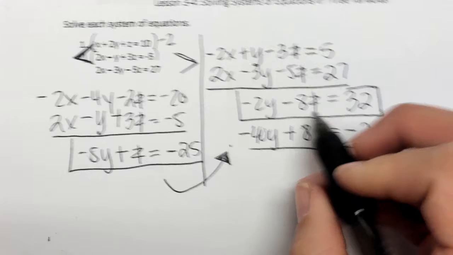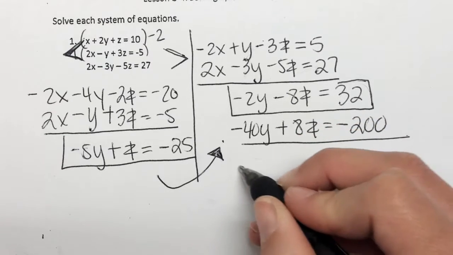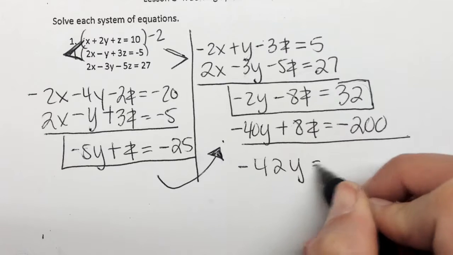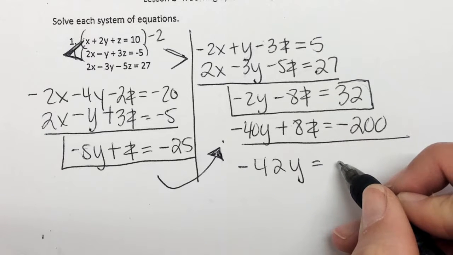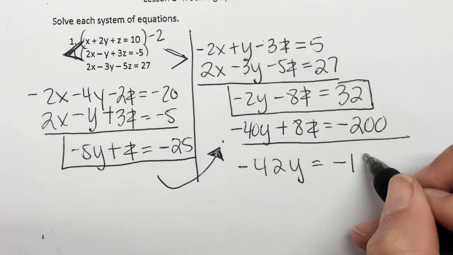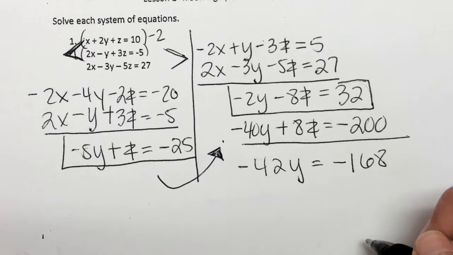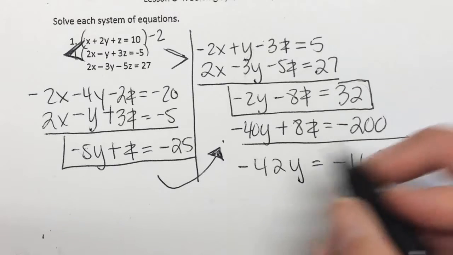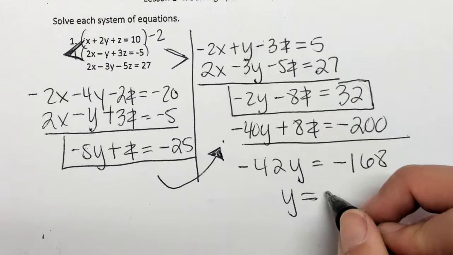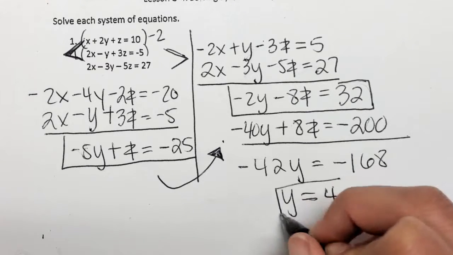What would that give me, Darius? If I added these two together. Is that correct? Yes? Okay, so when I divide by 42, I'll get what? Very good.